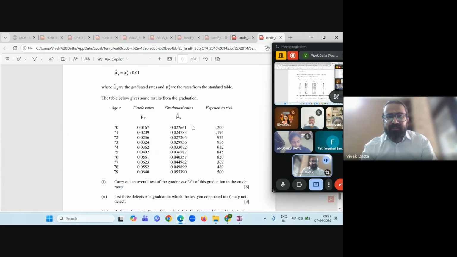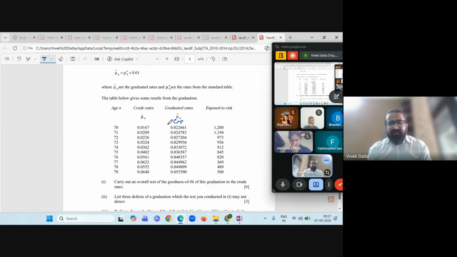Now in this, sometimes you've been given the graduated rate, in some sums you will be asked to create the graduation rates. If I ask you graduation in your live exam, that means you will have to make it. Remember that. I'll not even give you the graduated rates. So now it says carry out the overall goodness of fit test. Now it's very simple. This is my expected. When I multiply this with this, I'll get expected deaths. When I multiply this with this, I will get actual deaths.